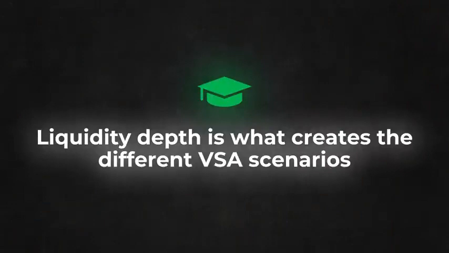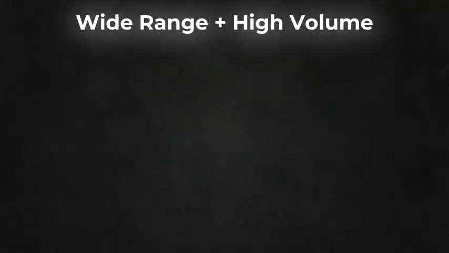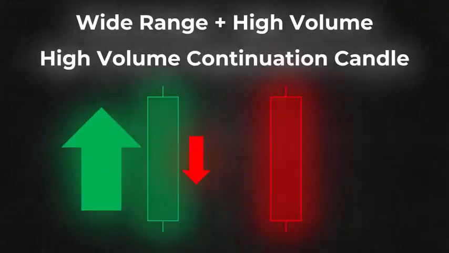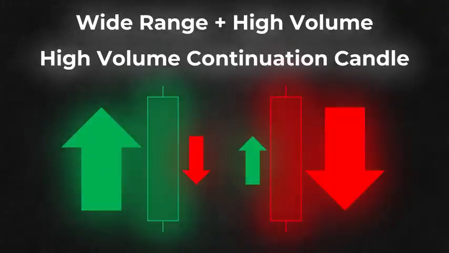Let's begin with the most intuitive of all examples, which is when we see a wide range candle supported by high volume. This is also called a high volume continuation candle. There is a decent level of supply and a decent level of demand, but in the case of a bullish continuation candle, there is more demand than supply, and in the case of a bearish continuation candle, there is more supply than demand. The main point here is that supply and demand are neither shallow nor deep. Buyers and sellers have interest, but one side of the market ends up having more interest than the other. In other words, as the name clearly suggests, the high volume continuation candle implies that there is going to be a continuation in the direction of the candle.